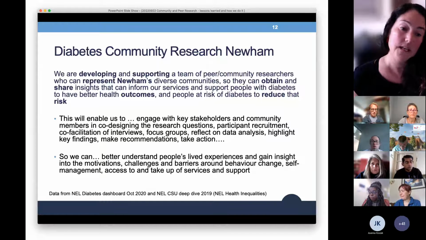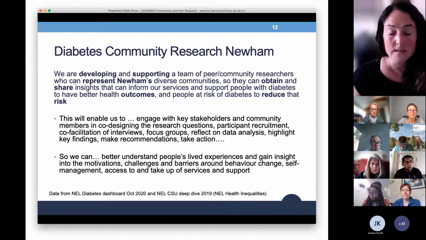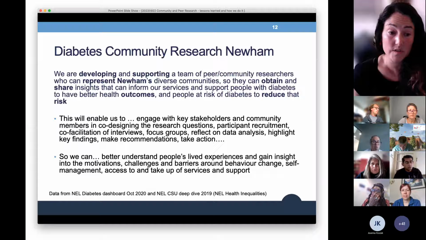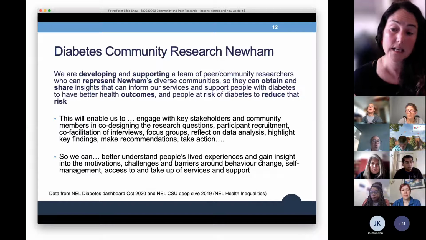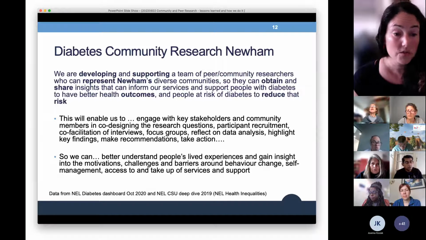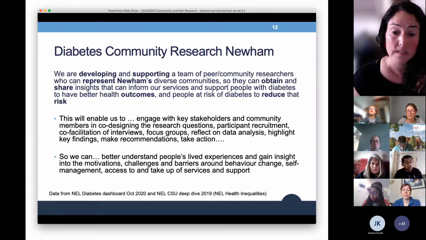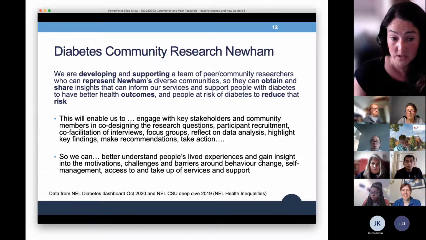And it's about co-facilitation of research. So not just sending people off to do stuff, especially if they don't have those previous skills and experiences, but co-facilitating, so that we're supporting people to do interviews, to take part in and facilitate focus groups, and to reflect on the data that we're starting to hear and analyse it. As we're doing at the moment, we do that analysis, highlight our key findings, support our community researchers to make recommendations, and be involved in the action that is then taken.